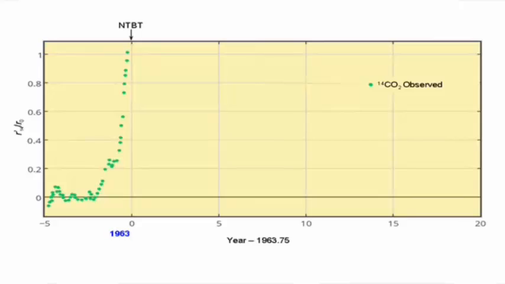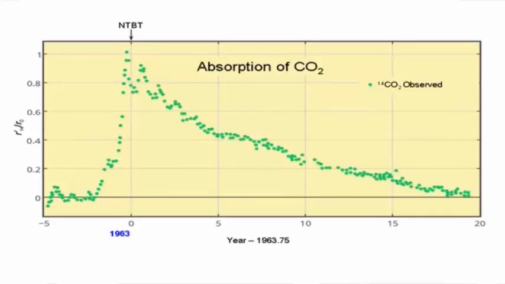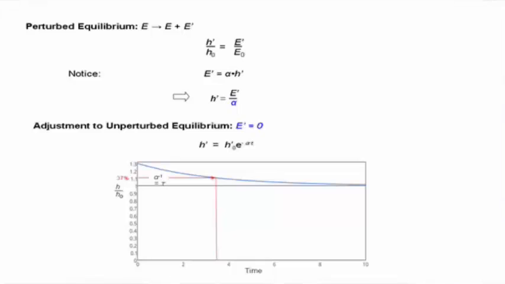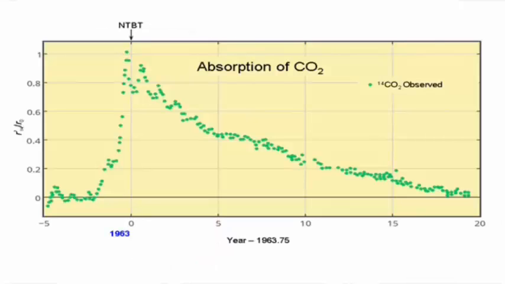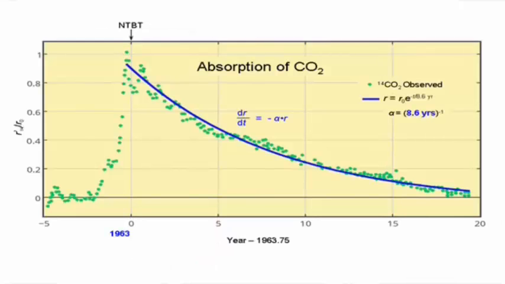C14 then decayed through unbalanced absorption, just like height in the sea bath when the perturbing source was removed. The decay is almost perfectly exponential, with an absorption time just under a decade.